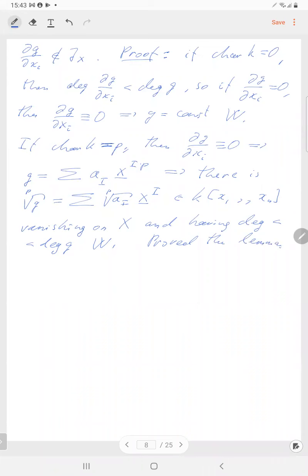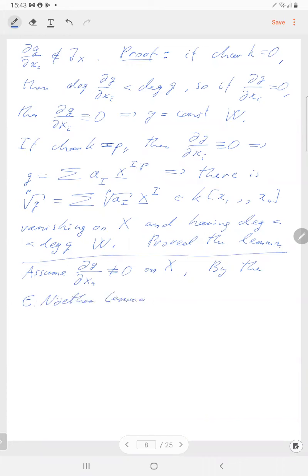And we can continue assuming the lemma. So we assume that dG over dxn is not identically 0 on X, and by the lemma, we can change the coordinates.